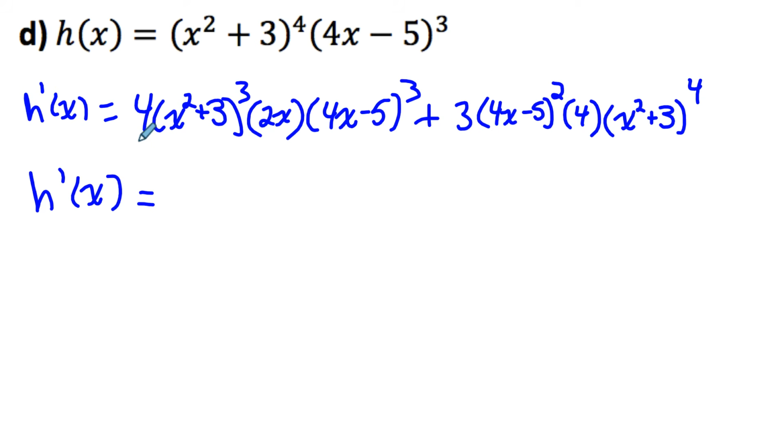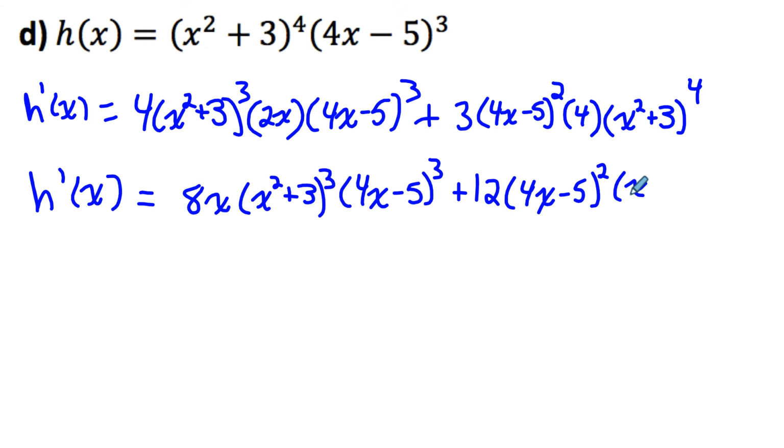In the first term, I could do 4 times 2x. I could rewrite that as 8x. And in the second term, I could do 3 times 4, write that as 12. So let me rewrite that quickly with those two changes. And now between those two terms, we're going to look, what can I common factor out? Well, between 8 and 12, I can common factor out a 4.